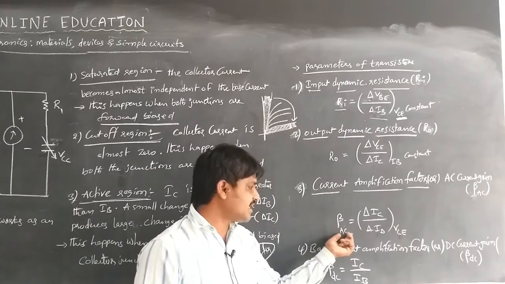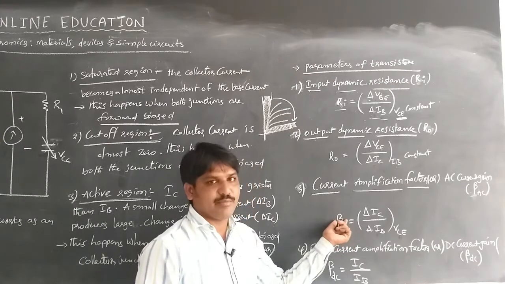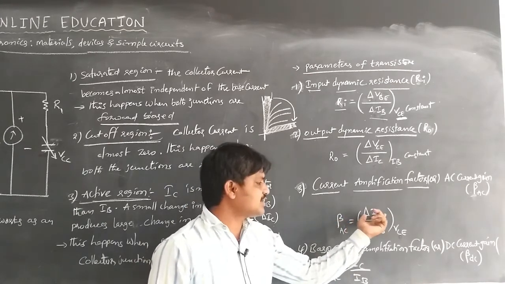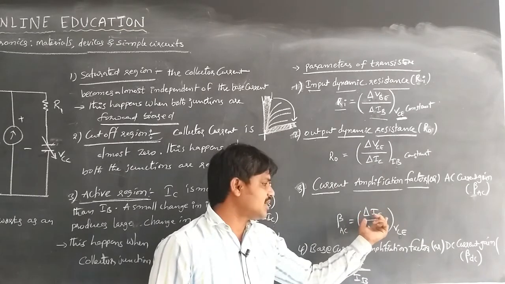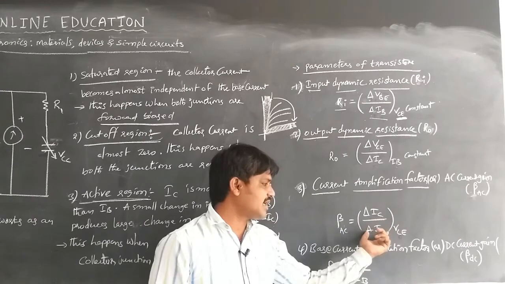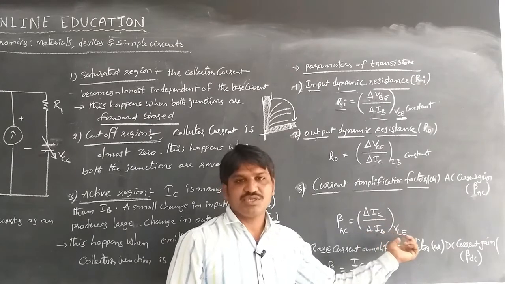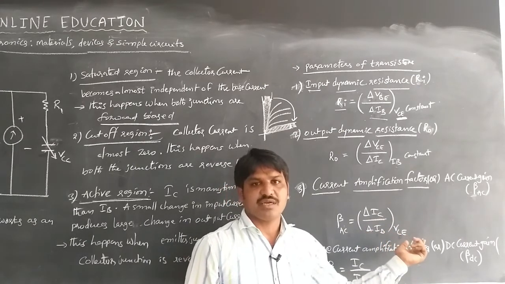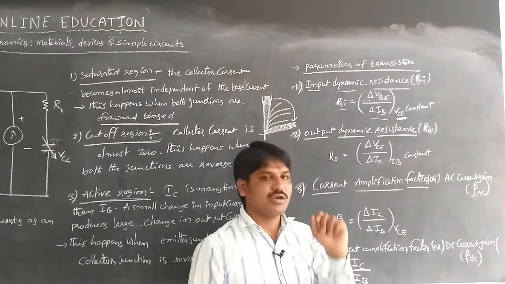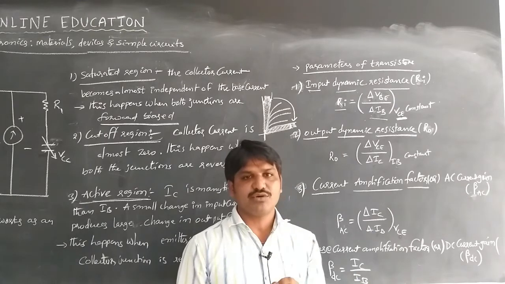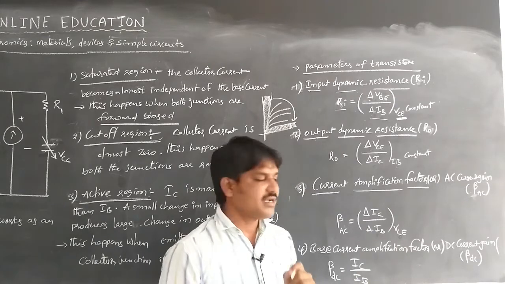Because it is the AC current gain, it is denoted as beta. So the ratio of the change in collector current to the change in base current, keeping the potential at the collector emitter junction constant, is the current amplification factor or AC current gain, denoted beta AC.